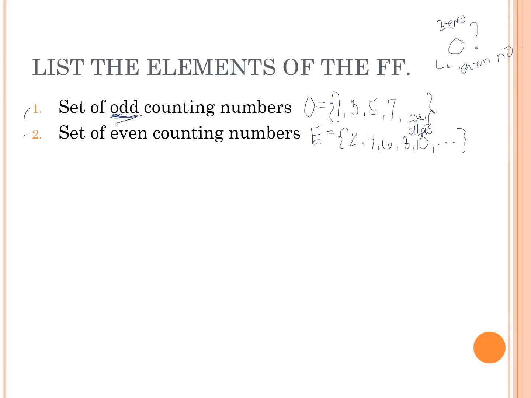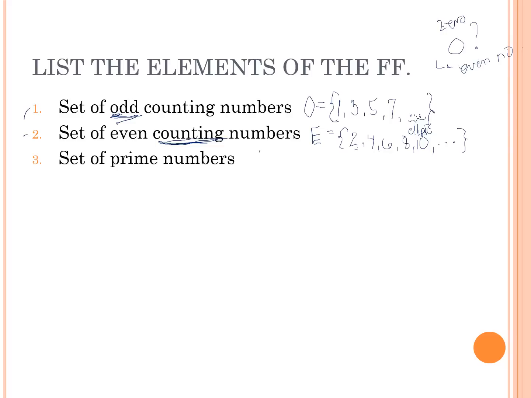Okay, but we did not include it in number 2 since it says there counting number. And the lowest counting number is 1. That's why for number 2, we start with 2. But in case it says a set of even numbers, we may start with 0. I hope that you were able to take note of that.